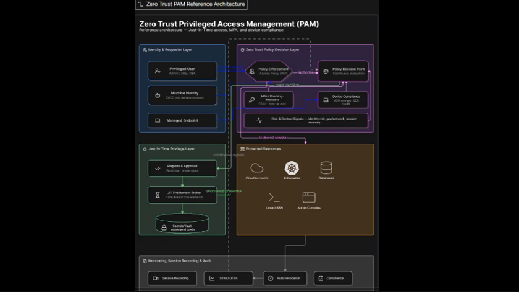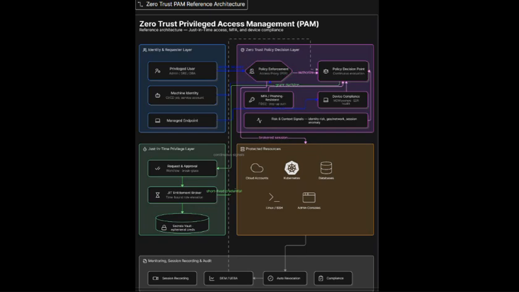Look at the top left quadrant, the identity and requester layer. Whether the request originates from a human administrator, an SRE responding to an outage, or a machine identity like a CI/CD pipeline, the journey begins here. But the request never touches the target asset directly. Instead, it immediately encounters the policy decision and enforcement layer.